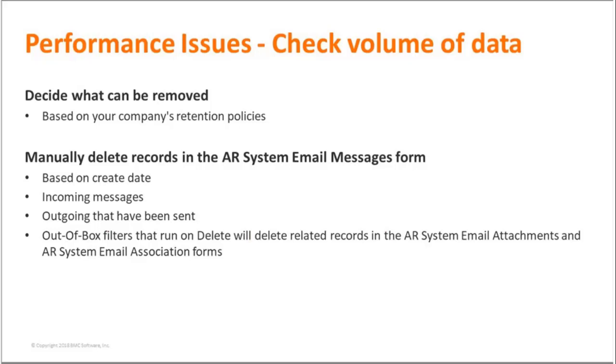What's really handy for you is, I mentioned there are 3 forms that are related, but when you delete messages from the messages form, there are out-of-the-box filters that run on the delete action that will automatically delete the related records in the attachments and association forms. So that makes it really easy. You delete it in one place, and it deletes it automatically for you in the other 2 places.